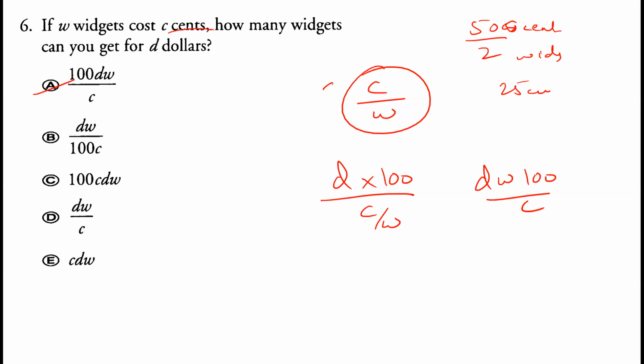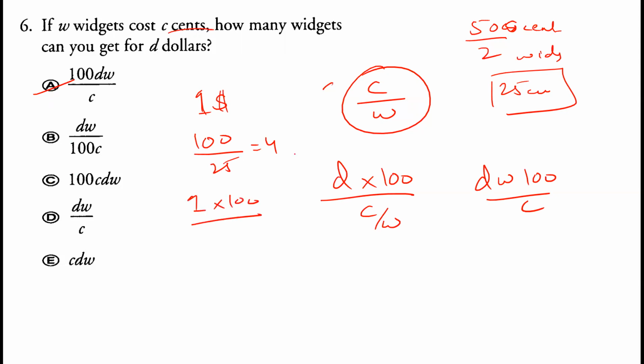So let's suppose each widget was 25 cents. And in $1, how many widgets can we buy? This would be 100 divided by 25 equals 4. Same is the case here: we had $1 into 100 divided by 25, that is, C over W. So option A is correct.